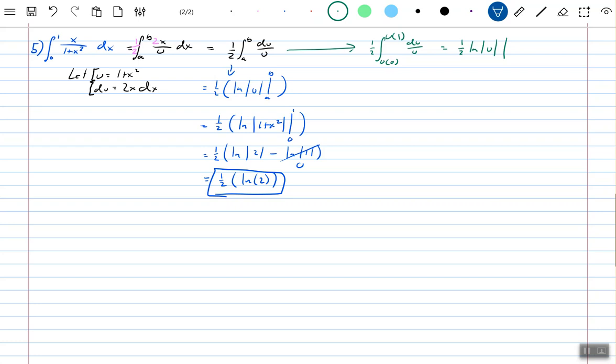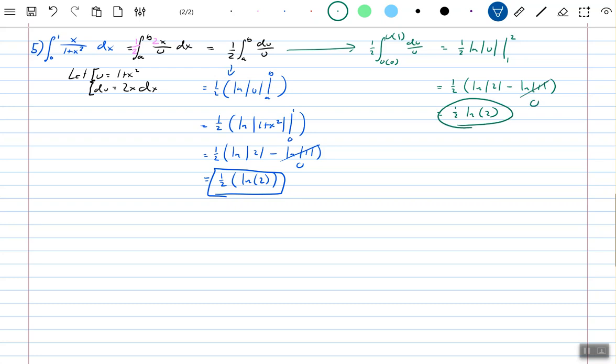We plug in 0 into here. So that's just 1 plus 0 squared, or just 1. And then we plug in 1 into here, and we get u is equal to 2. So it's equal to 2. And now we do the fundamental step where we take our limits and plug them in. So this is 1/2 times the natural log of the absolute value of 2 minus the natural log of the absolute value of 1, which is equal to 1/2 the natural log of 2, since that is 0.